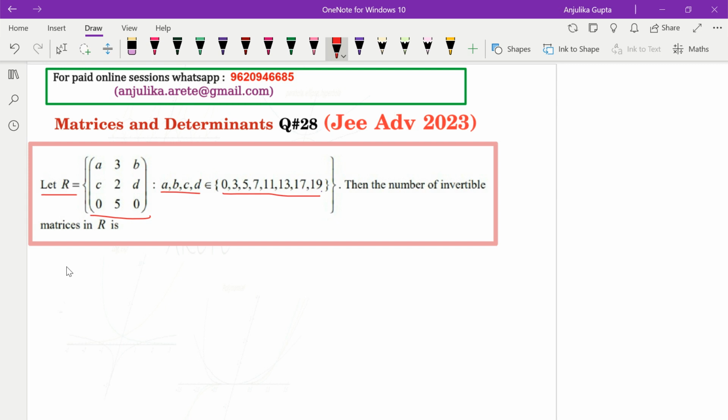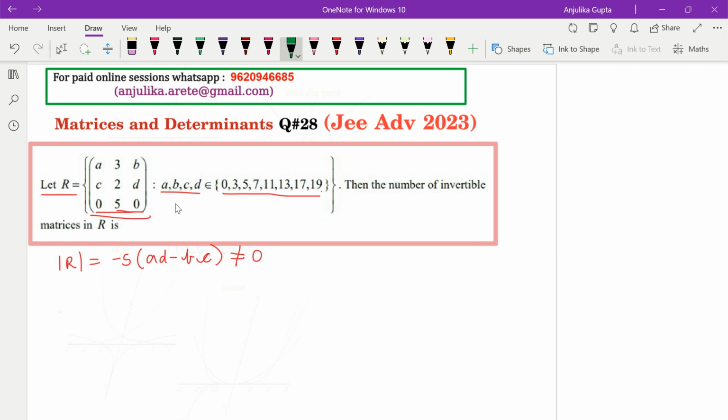So when do you think a matrix is invertible? When the determinant is not 0. What's the determinant of this? Calculate quickly. Maybe you can expand using the last row. Okay, 5, so minus 5, and what's the minor of that? AD minus BC. You don't want this to be 0. You have to count how many ABCDs are there such that this is not 0.